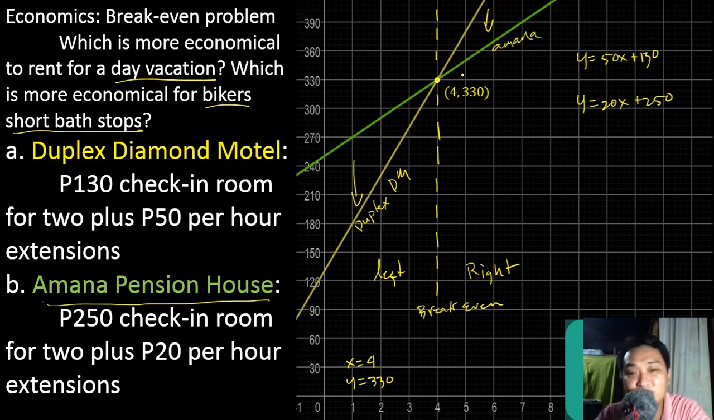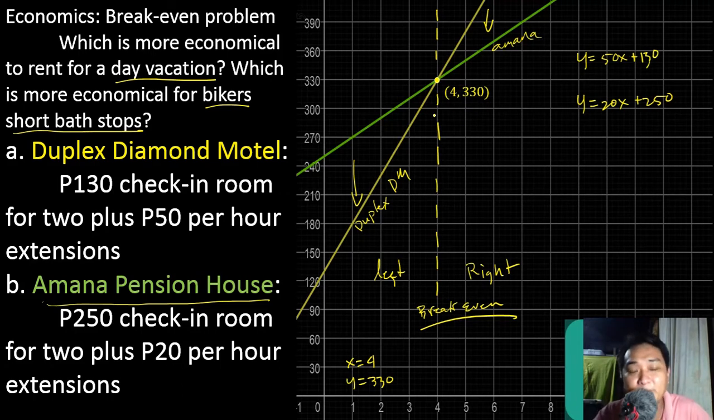Okay. So, ang ibig sabihin ng break-even analysis po is kino-compare natin yung dalawang systems at a certain point wherein patas sila, or yung tinatawag nating break-even. So, let us sum up. Kapag nagtagal ka ng 4 hours, kasi dun sila patas, pareho lang ang babayaran natin for Duplex Diamond Motel and Amana Pension House. Ayan po.